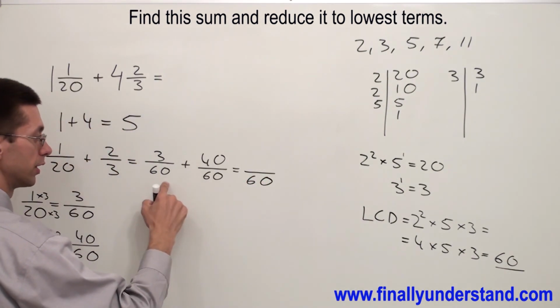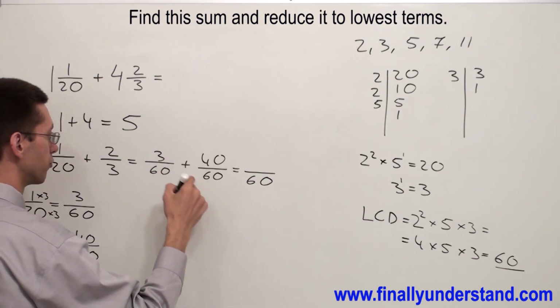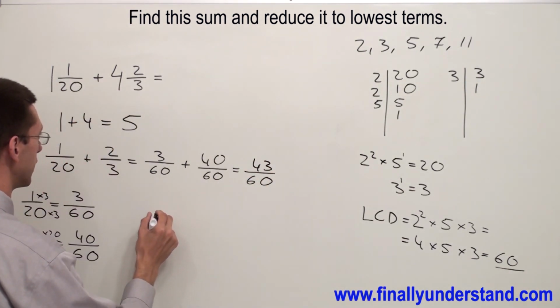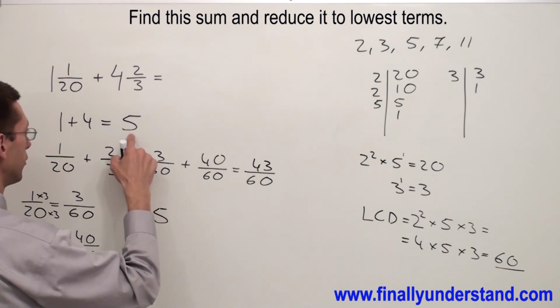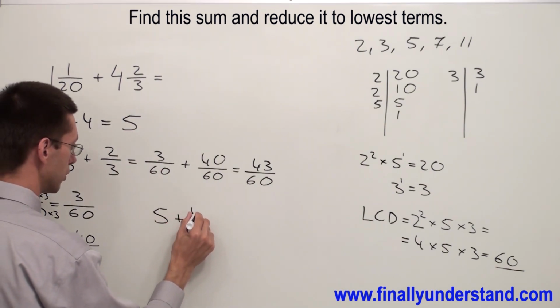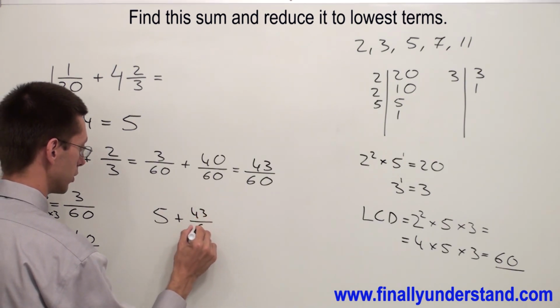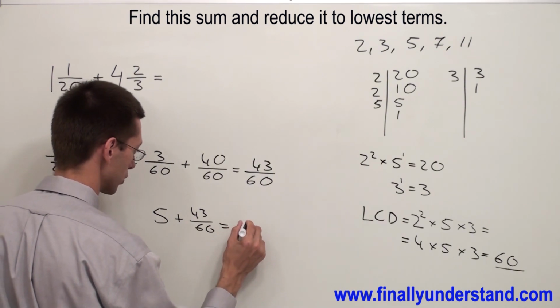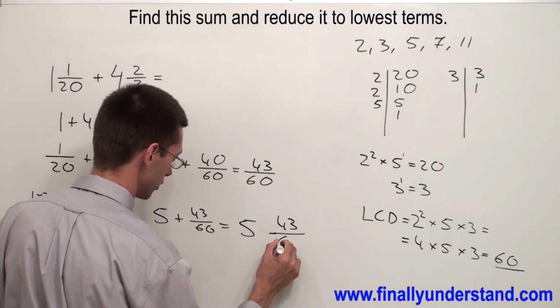Anytime I have a common denominator, I add the numerators. 3 plus 40 is 43. That's why my final answer is 5 plus 43 over 60. So they have 5 and 43 over 60.